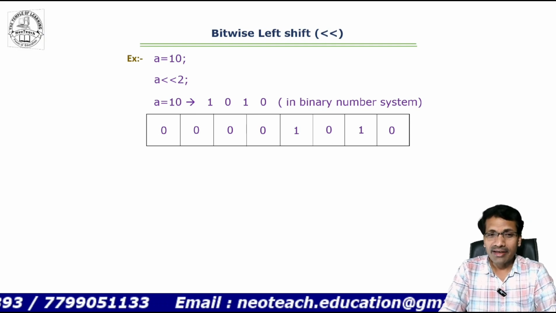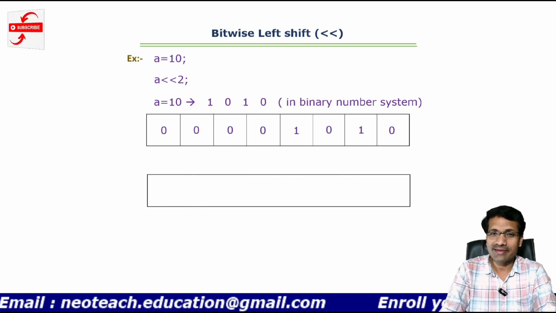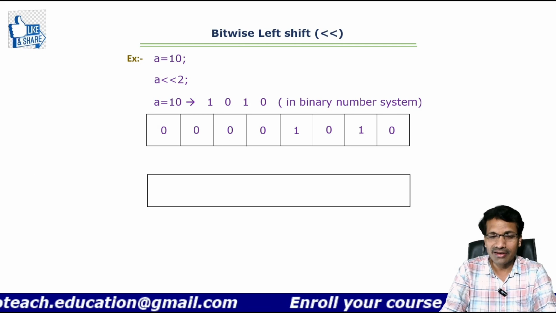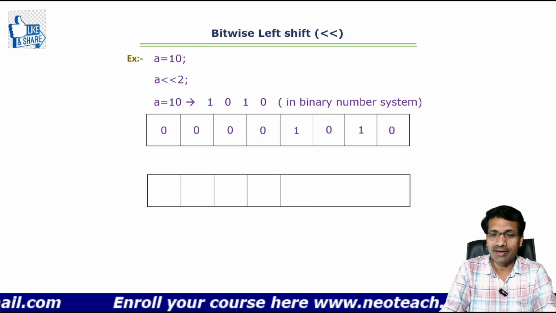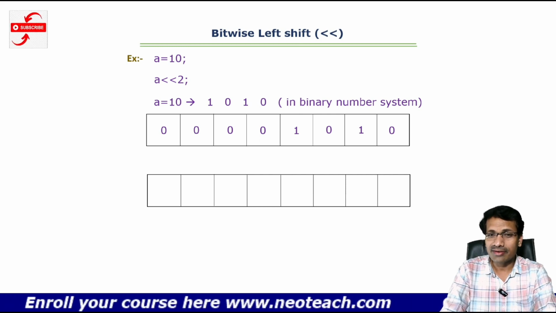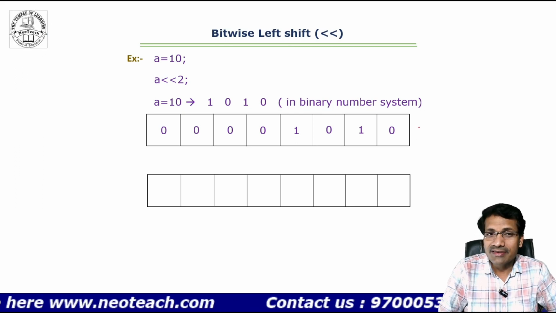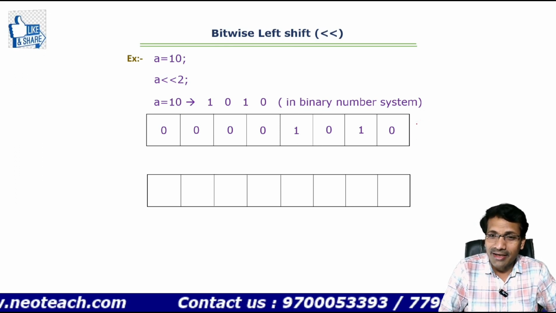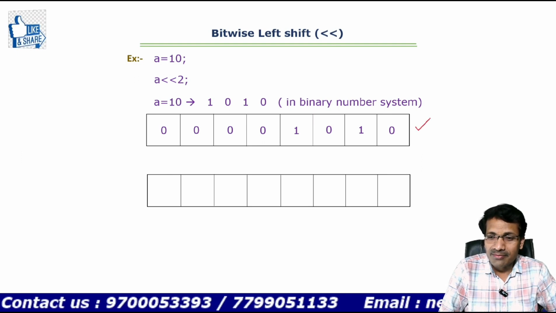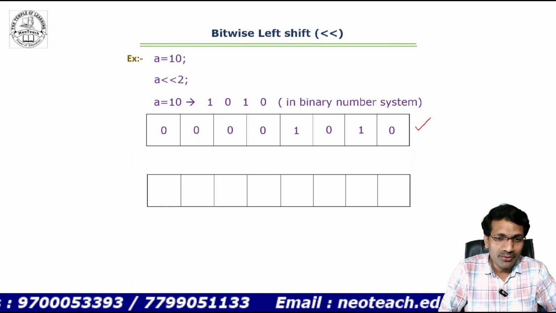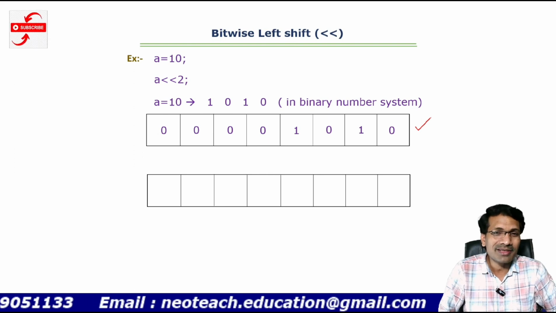I will take one empty byte because I want to process this operation. It is very easy. I want to take one more byte, meaning an 8-bit combination, and draw it here. Now my task is to do a left shift of this 10, which is 1010 in binary. Whenever we want to perform the left shift, we should start from the right side.